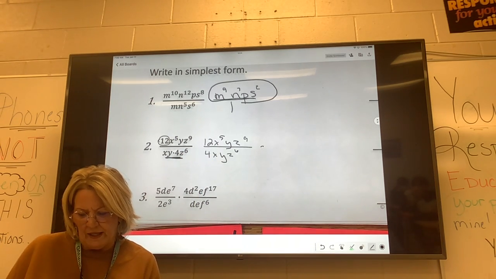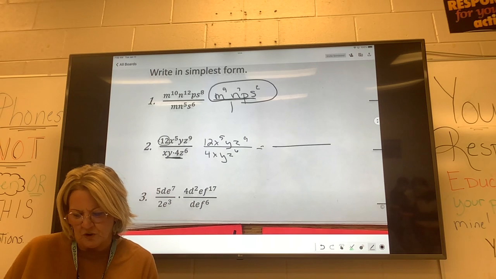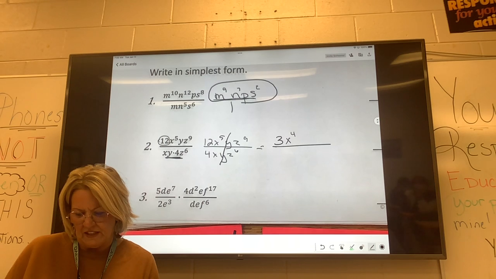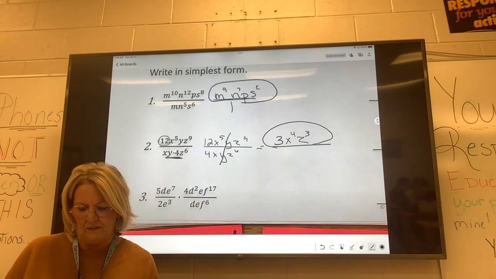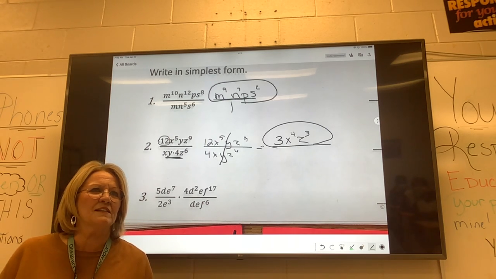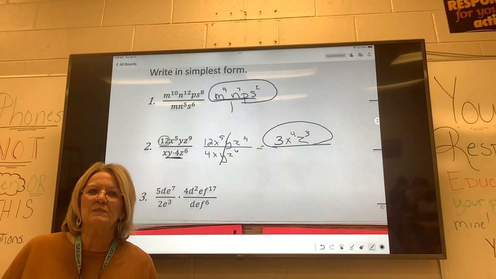Now I'm going to go ahead and do this, and 12 divided by 4 is 3. My larger x is on top, 5 minus 1 is 4. My y's are exactly the same, so they cancel out. My larger z is on top, 9 minus 6 is 3. And it's not a fraction, that's my answer. Are you guys understanding this? Okay.